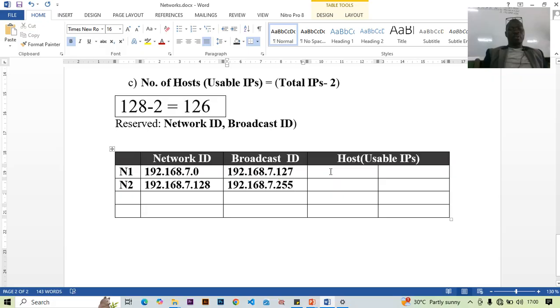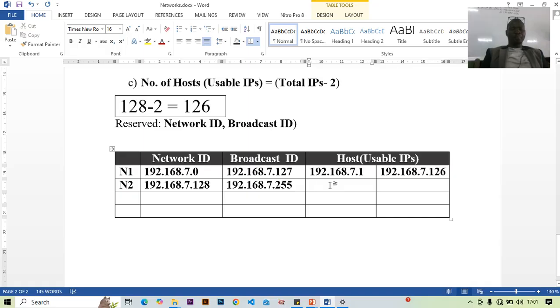Now, how do we find the usable hosts? It means we just look at what is between 0 for network 1 and 127, and also what is between 128 and 255 for network 2. So here we shall have 7.1 up to 7.126, because the last broadcast ID for network 1 is 127, so we can't have anything beyond that. So 126 will be the last usable IP address given to our client, and 1 will be the first usable IP address given to our client in network 1.